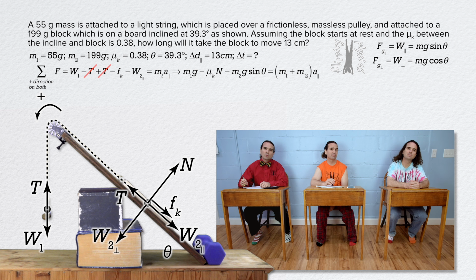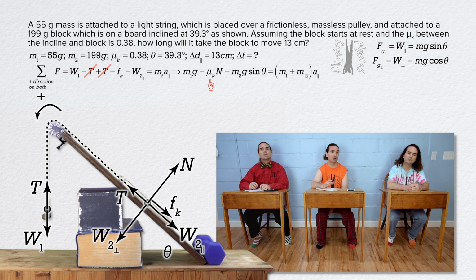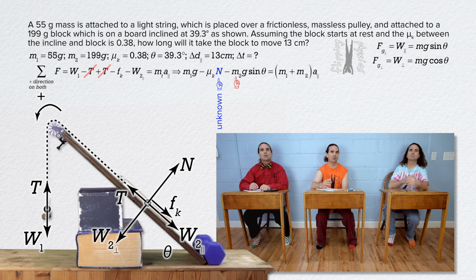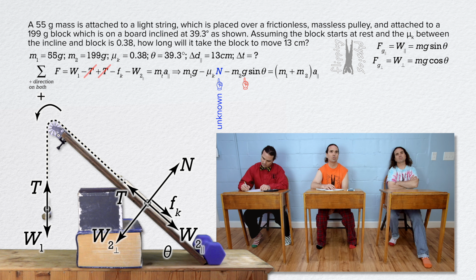We have values for mass 1, acceleration due to gravity, the coefficient of kinetic friction. We do not currently know the normal force. We know mass 2, and again, we know acceleration due to gravity. We know the incline angle theta. Again, we know both masses, but we do not know the acceleration in the parallel direction. So we know everything except the normal force and the acceleration of the system.